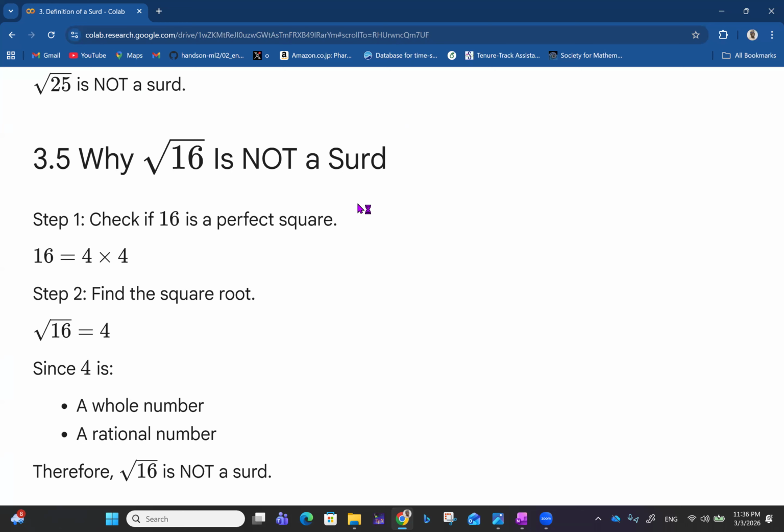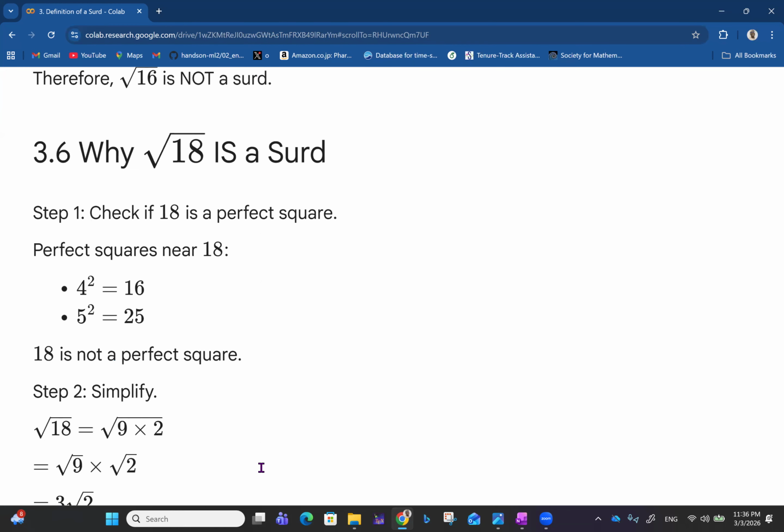Why is root 16 not a surd? Check if 16 is a perfect square. 16 is 4 times 4. Find the square root, that will be 4. Since 4 is a whole number and it's a rational number, therefore root 16 is not a surd. That is straight to the point.